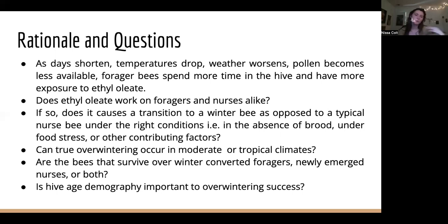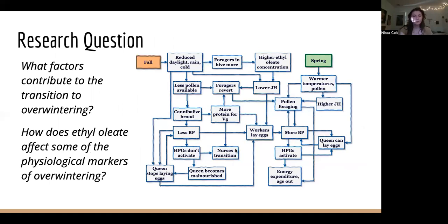So if it's supposed to be mostly nurse bees, or mostly forager bees, or a mix, and you're feeding pollen later into the season, or you're giving them ethyl oleate, for example, if that became a part of the technology, or if you're putting them in cold storage, is that going to affect the way that they overwinter? But we're not really going to cover that here. So these were just overarching research topics that could be answered eventually. What we're basically looking at is what factors contribute to overwintering and how ethyl oleate affects those physiological markers.